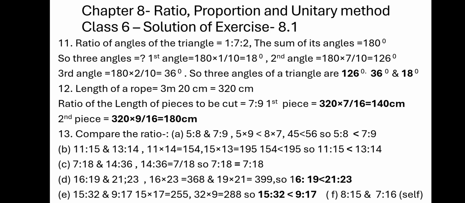16 is to 19 and 21 is to 23. Again 16 into 23 is 368, 19 into 21 is 399. So 16 is to 19 is less than 21 is to 23. Now here 15 is to 32 and 9 is to 17. 15 into 17 is 255. Again it is less. So you have to do this next question yourself.